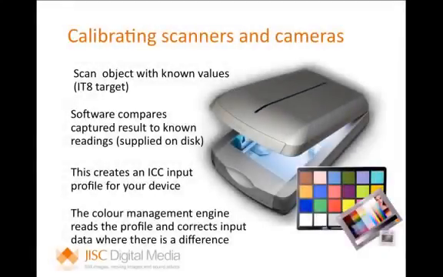Scanners and cameras can be calibrated using accurately printed physical colour targets. These are captured before special software is used to compare the original colour data to that which has been recorded by the scanner or camera, and then a profile is created. The profile can then be embedded in the image.